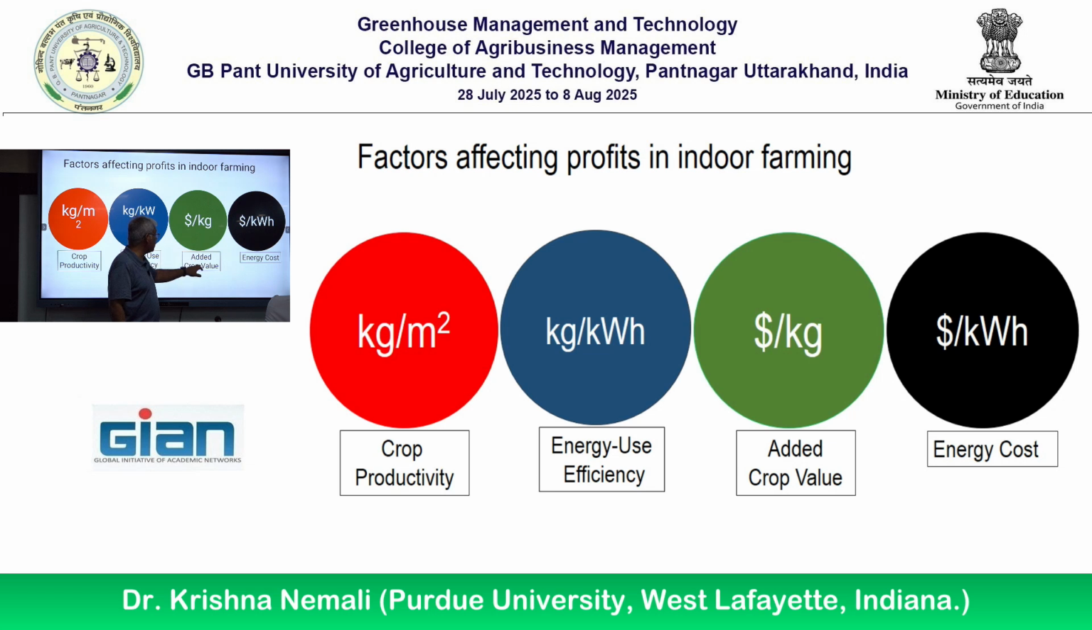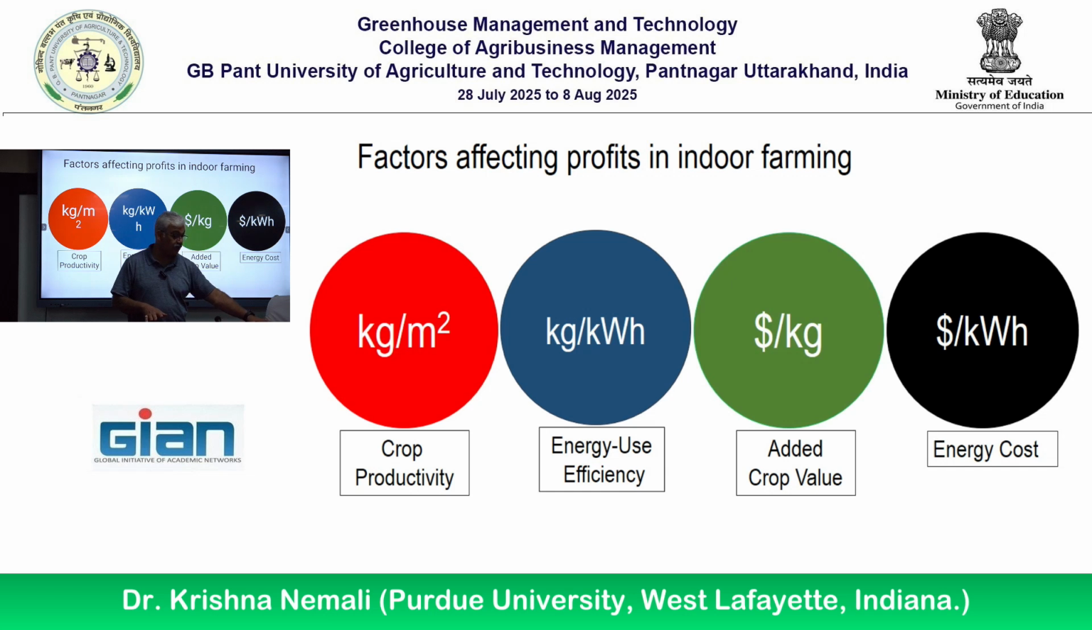You also have to add crop value. Somebody asked about nutritive quality, right? So let's say I produce lettuce, and I have competition from the field. But in indoor farming, because I can tweak, optimize, and customize light quality, what benefits can I get by increasing red light or UV light a little bit? I can increase secondary metabolites, nutrients. So let's say I produce lettuce or spinach with 10% more vitamins.